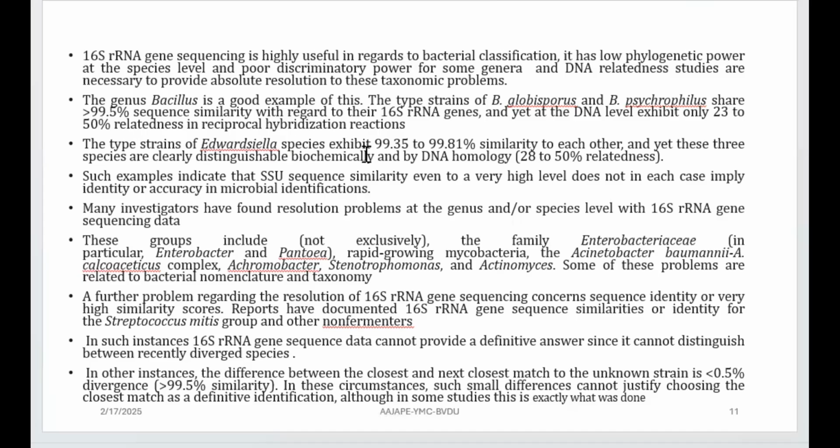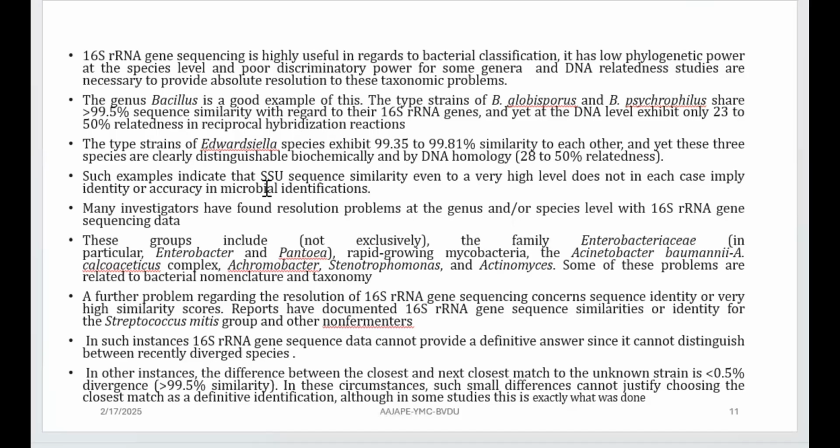Now, another example is the type strains of Aeromonas. They exhibit about 99.35 to 99.81% similarity, meaning very close to 100% to each other. And yet, these three species are clearly distinguishable when you go by biochemical methods of identification and DNA hybridization. So, are you getting the limitations of 16S rRNA? The relatedness based on DNA homology is again less than 50%. And by biochemical methods, they show three different species which are not going to be showing any considerable variation when you are doing 16S rRNA sequencing.